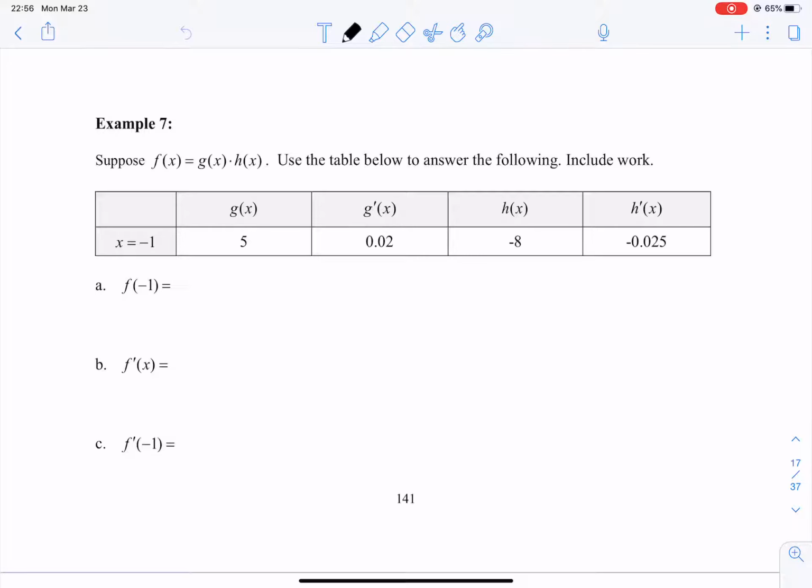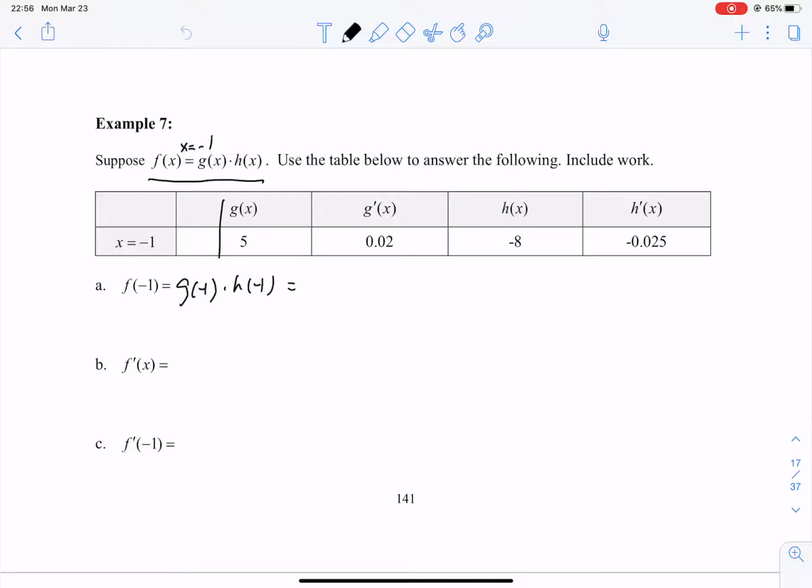Alright, time's up. So let's see, what about the first one? We are given the new function, f of x. That is the product of two functions, g of x multiplied by h of x. The first question, what about f of minus 1? So then just plug in x equals minus 1. Then we have g of minus 1 times h of minus 1.